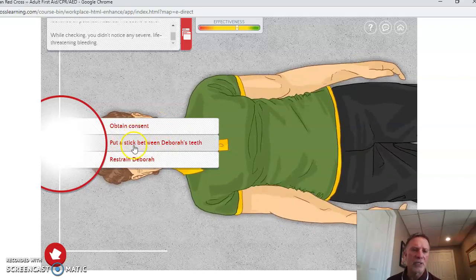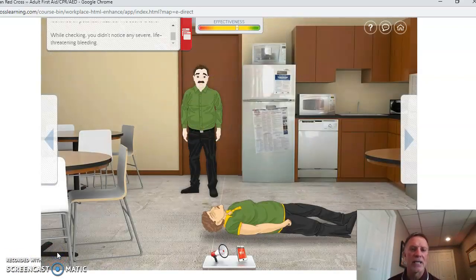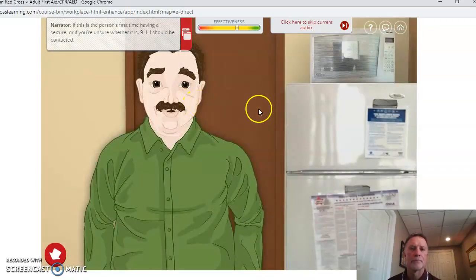Now, a couple things are happening here. Obtaining consent. If she's unresponsive, obviously we would never put a stick between the person's teeth, and we don't want to restrain her at this point in time. Let's click what the arrow down here says. Talk to him. If this is the person's first time having a seizure, or if you're unsure whether it is, 911 should be contacted.